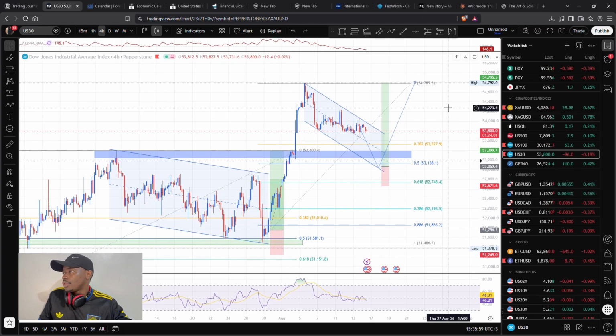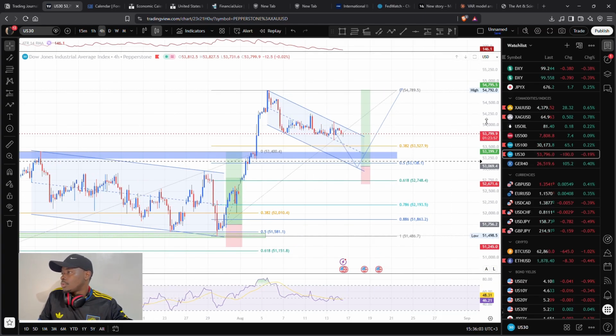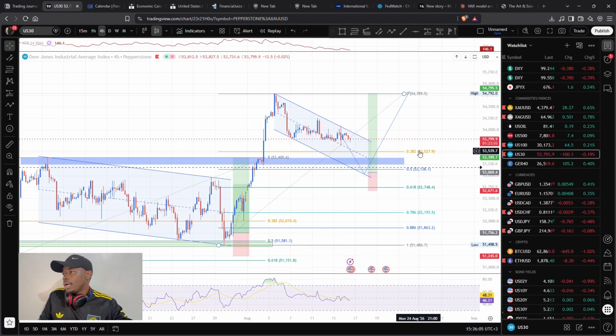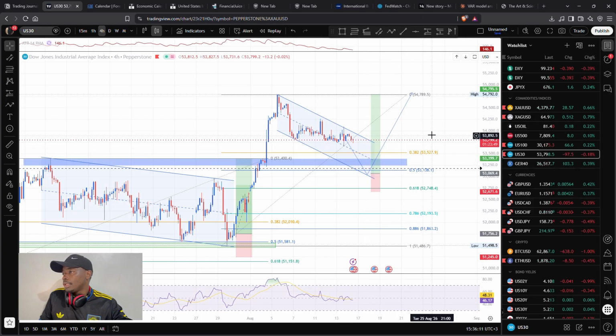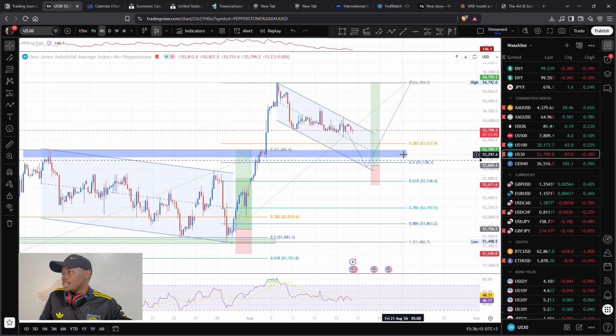For the Dow Jones, again, it looks very similar to what gold and silver are doing. Waiting to see if it gives me the retracement down to the 50% fib level, maybe give me the flag pattern, at which point I will get an entry.